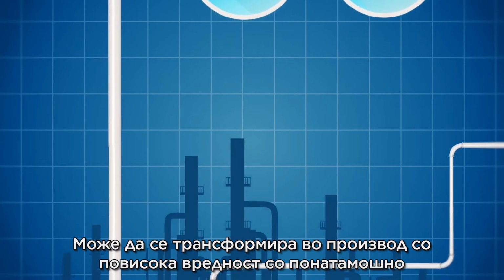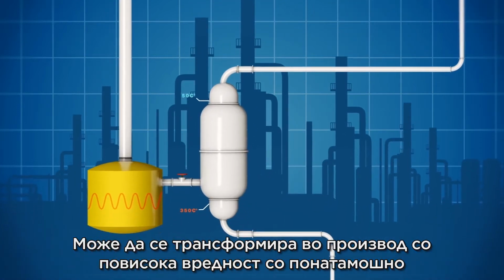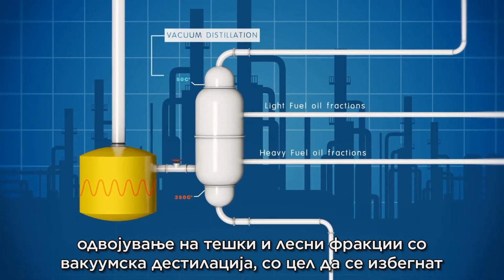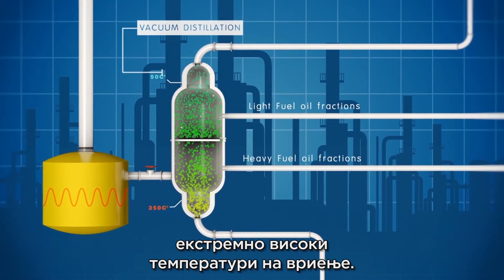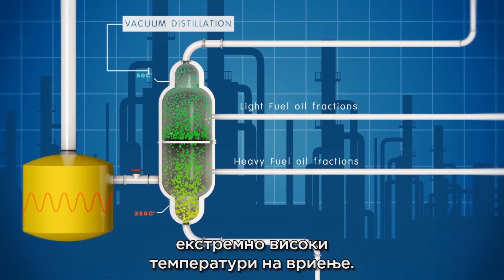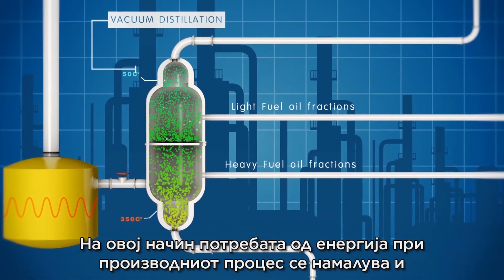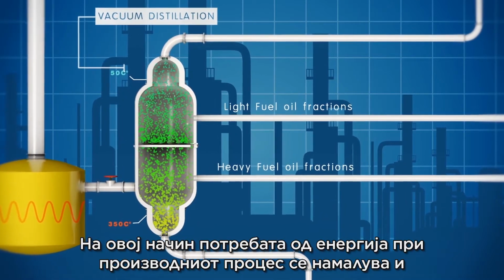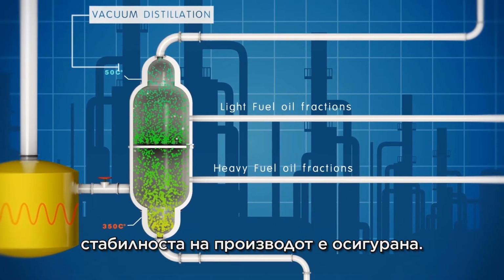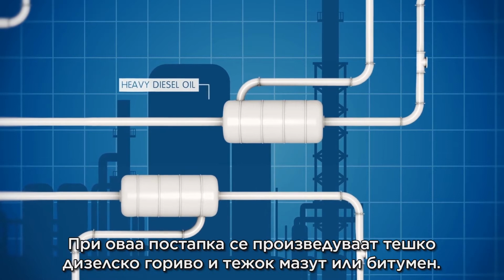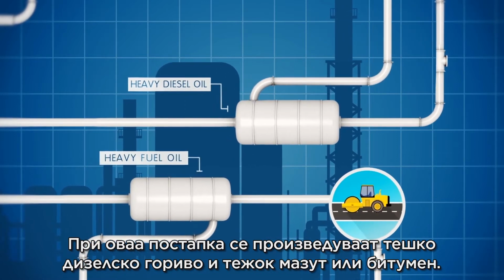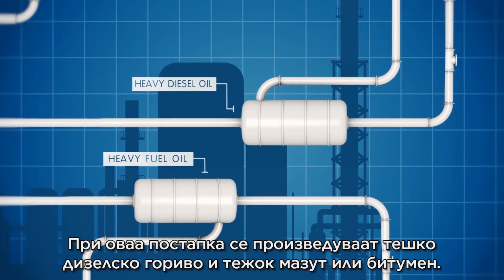It can be transformed to high-value products by further separating into heavy and light fractions with vacuum distillation in order to avoid extremely high boiling temperatures. In this manner, the energy requirements of the production process are reduced and the stability of the products is ensured. This procedure produces heavy diesel oil and asphalt or heavy fuel oil.